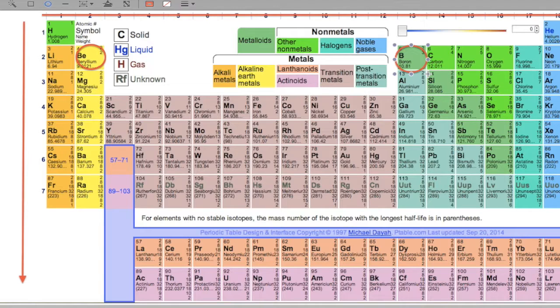The reason for this is that beryllium has its valence electrons in the s orbital, and boron has its valence electrons in the p orbital. The p orbital is very slightly further away from the nucleus than the s orbital, and therefore there is less Coulombic force pulling it in and less ionization energy needed to remove it.